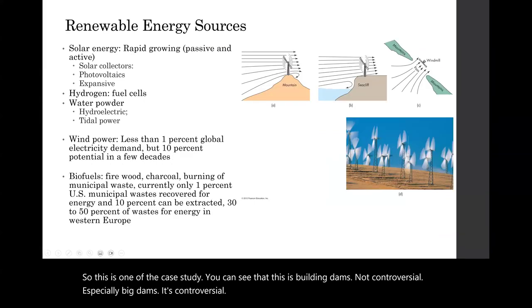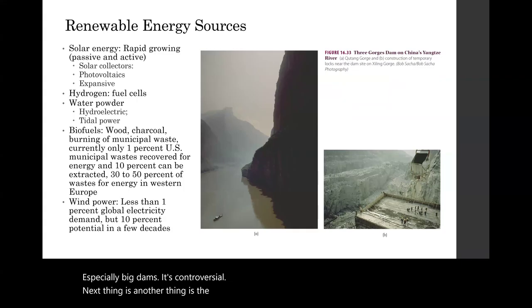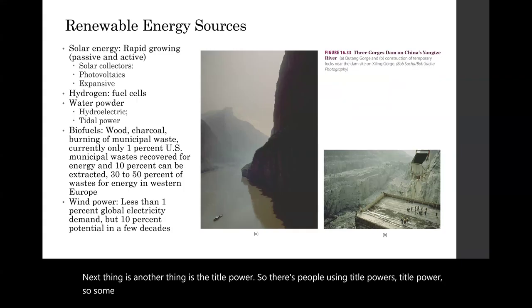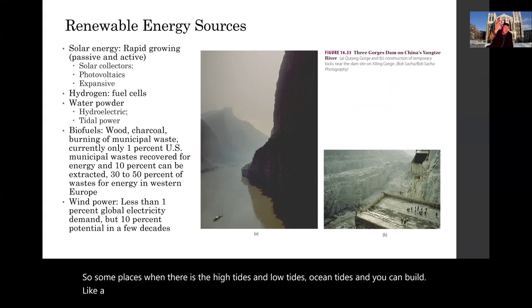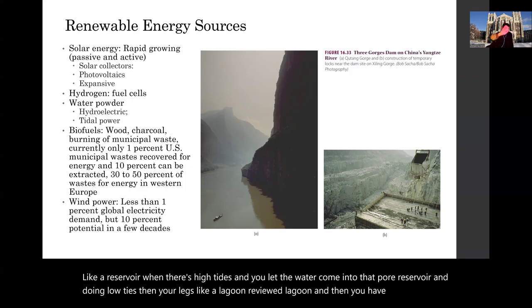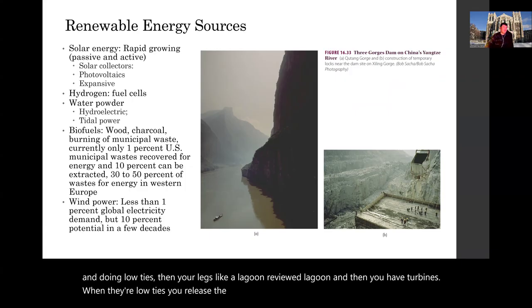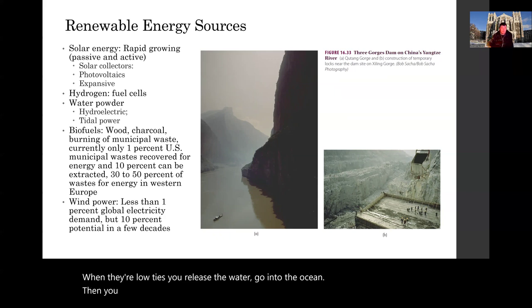Next thing is tidal power. There are people using tidal power. In some places, when there are high tides and low tides, ocean tides, you can build a reservoir, like a lagoon. When there's high tide, you let the water come into that reservoir, and when there are low tides, you release the water going to the ocean, with turbines. Then you have a height differential, and you can use that to generate electricity.